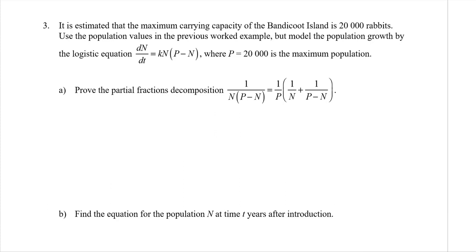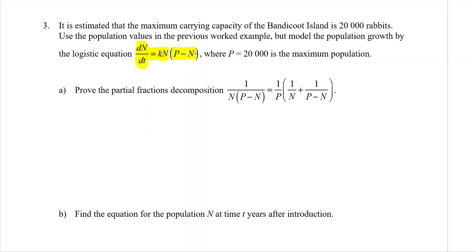So this is perhaps a more realistic type of equation to use. It says use the population values in the previous example. So we're still going to use that 50 years ago there were 100 rabbits, that kind of thing. But modeled by this population growth, we're going to use this equation here: dN/dt equals kN(P minus N). That P is the maximum population that our exponential is approaching. Before we can do the differential equation part of it, we need to do a partial fraction decomposition again.